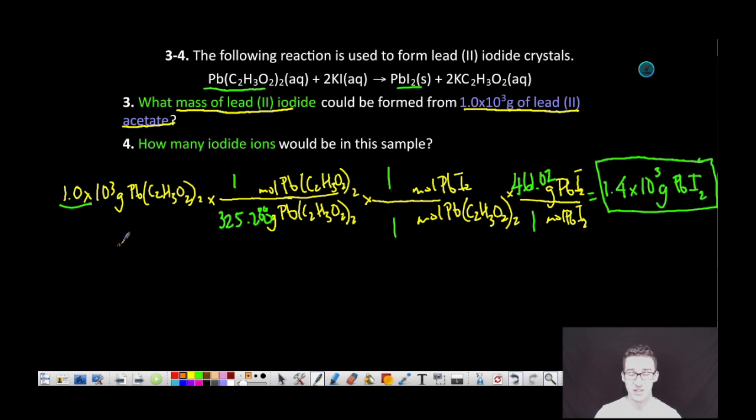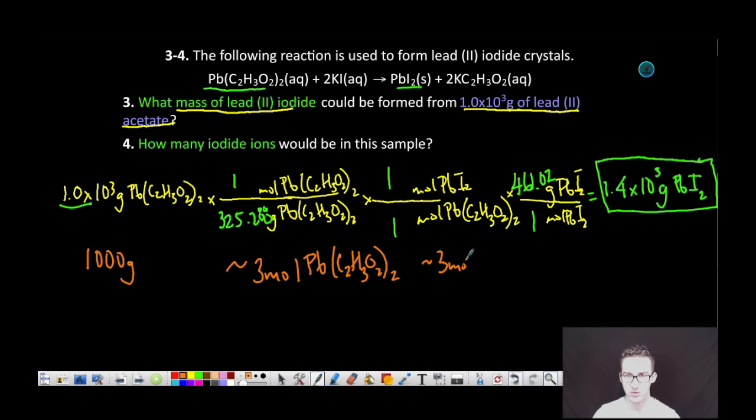Again, let's get crazy with the estimation here. This is going to be 1,000 grams. I'm just going to write that out to help us visualize for those of us who struggle with scientific notation, like myself. If we've got 1,000 grams, that means we've got roughly, again, super rough here, about 3 moles of the lead-2 acetate. And because the relationship between the lead-2 acetate and the lead-2 iodide is 1-to-1, we also have about 3 moles of the lead-2 iodide.